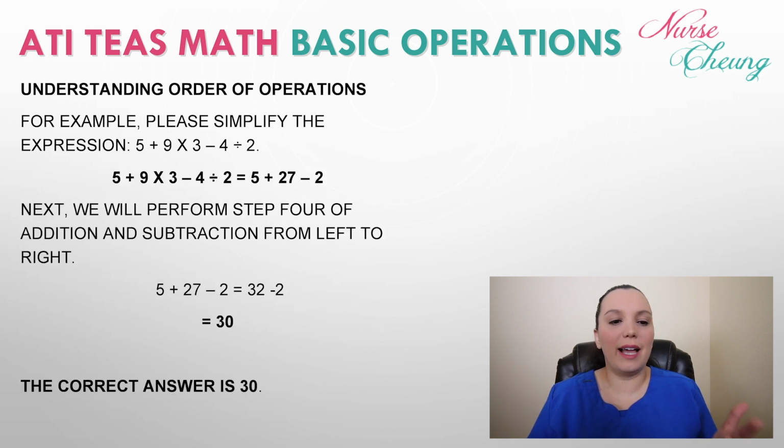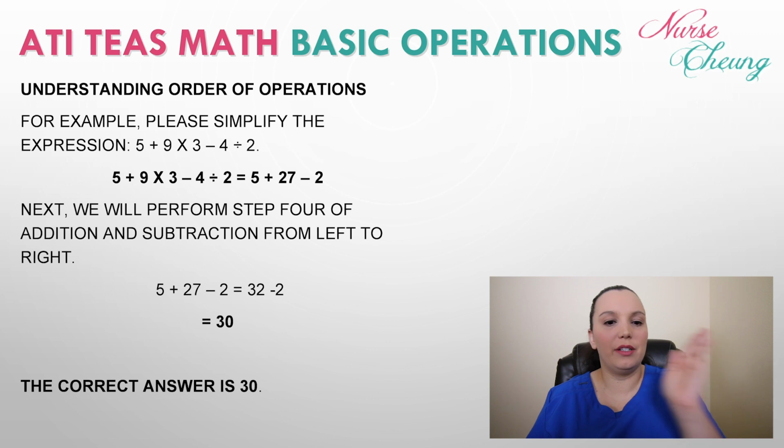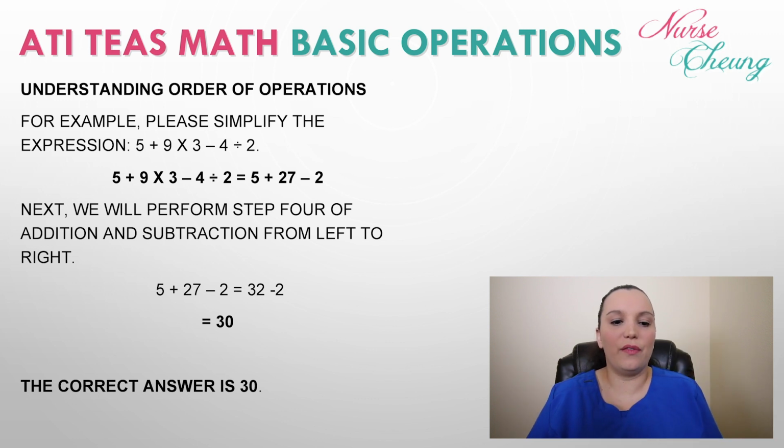So moving on, our last step is we're going to perform addition and subtraction from left to right. So we've got 5 plus 27 is 32, minus 2 is 30, and that gives us our final answer for the expression.